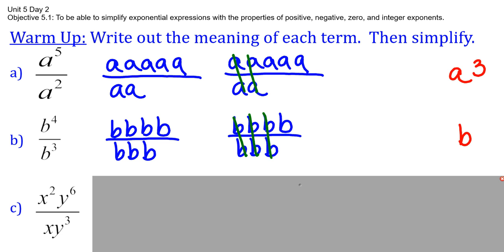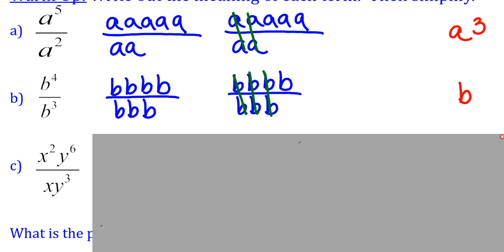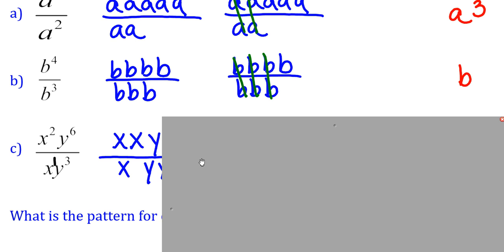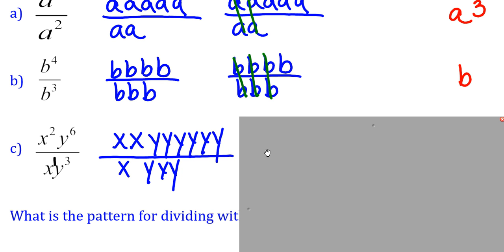Our third expression, we have x to the second, y to the sixth, divided by x y to the third. So thinking about the meanings, x to the second means 2 x's are being multiplied together, y to the sixth, 6 y's are being multiplied together. All of that is in the numerator. In our denominator, we have a single x. Remember, there's a power of 1 there. And y to the third, we have 3 y's being multiplied together. So we wrote it out based on the meaning.